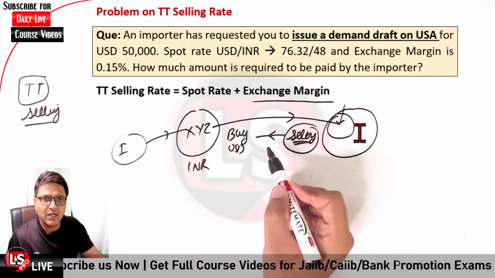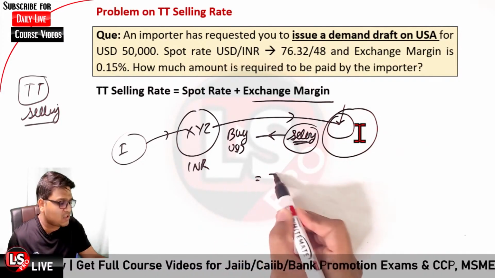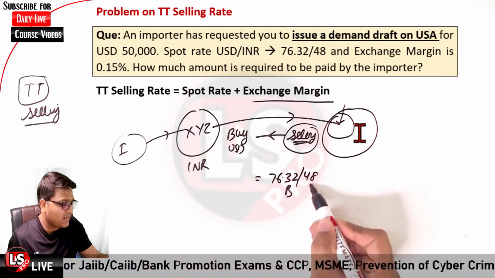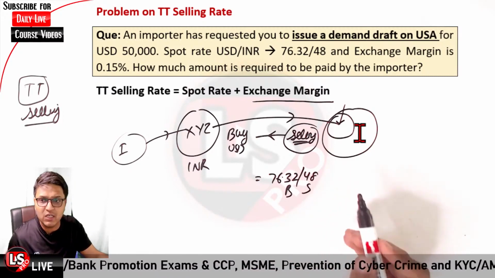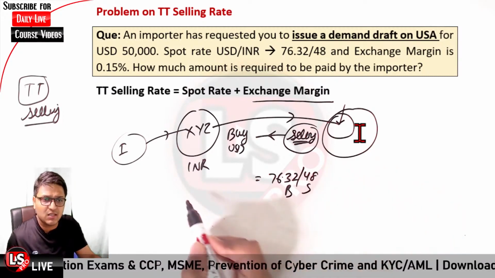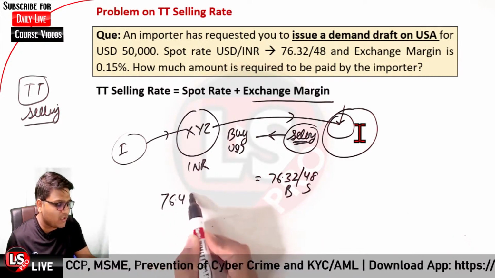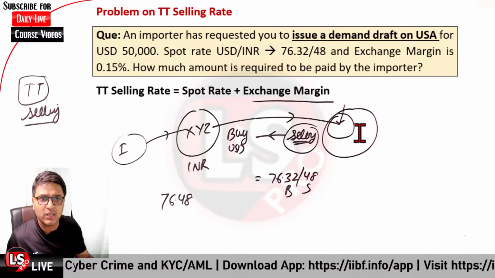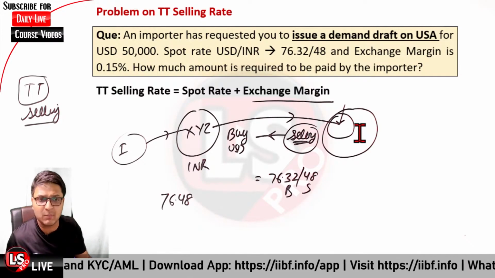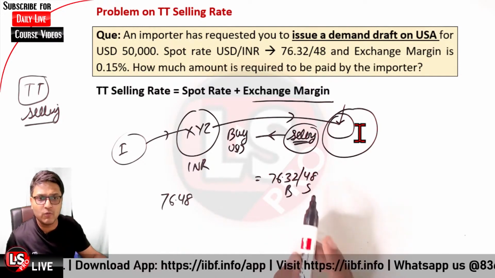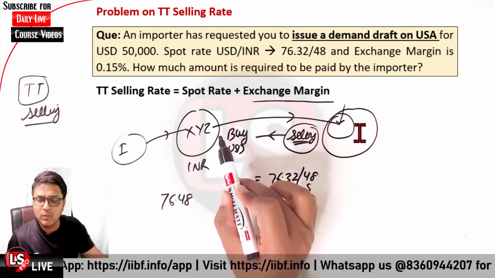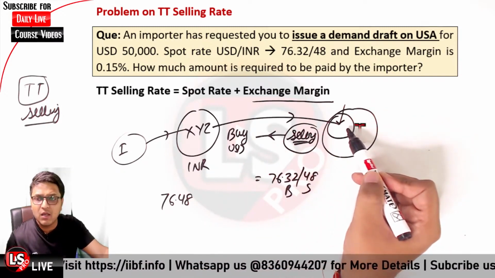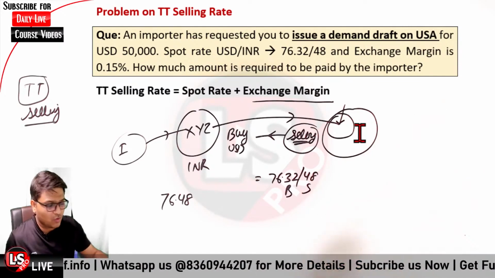So what is the spot rate that is given over here? It is given to be 76.32/48. So the first is a buying rate and the second is a selling rate. And further, which rate do we need to consider over here? We need to consider the selling rate. So it is 76.48. There is no forward contract, so we do not need to add or subtract the forward points. It would be a simultaneous contract where the amount would be directly credited to the nostro account of the bank XYZ. Okay, so that is the case.